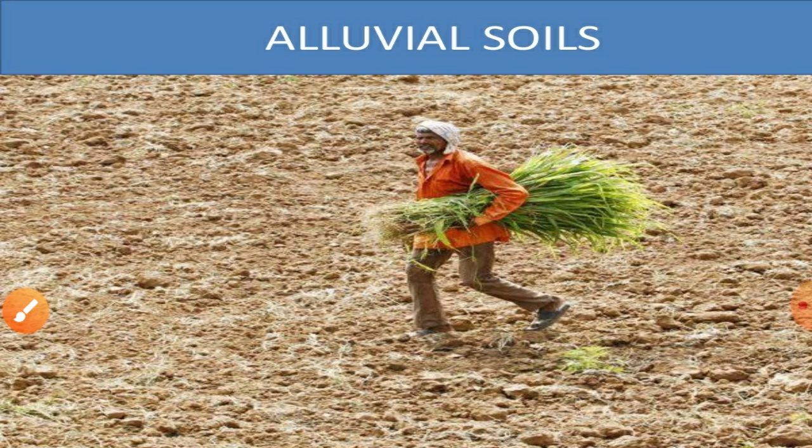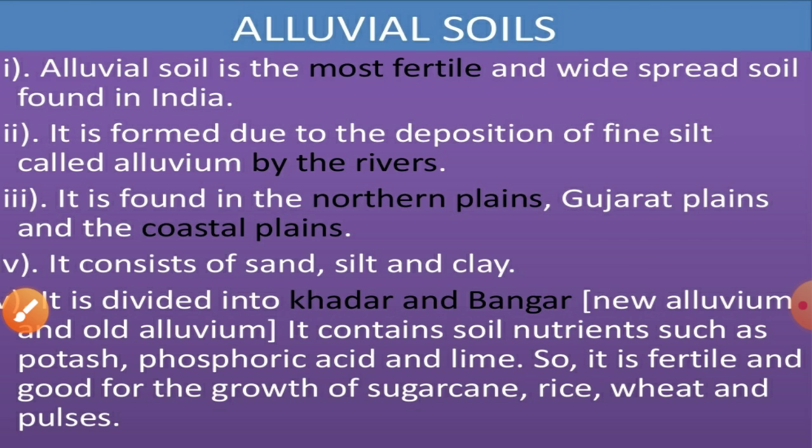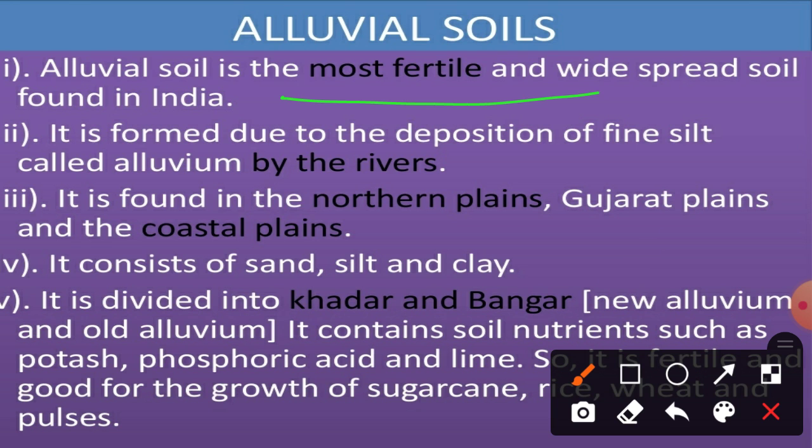Now the first soil. There are 6 major kinds of soil found in India. The first soil is alluvial soil. This is the most important soil, and this soil spreads over the maximum area of India. Characteristics. Alluvial soil is the most fertile soil and widespread also. As I told you, alluvial soil is spread over more than 40% of India.